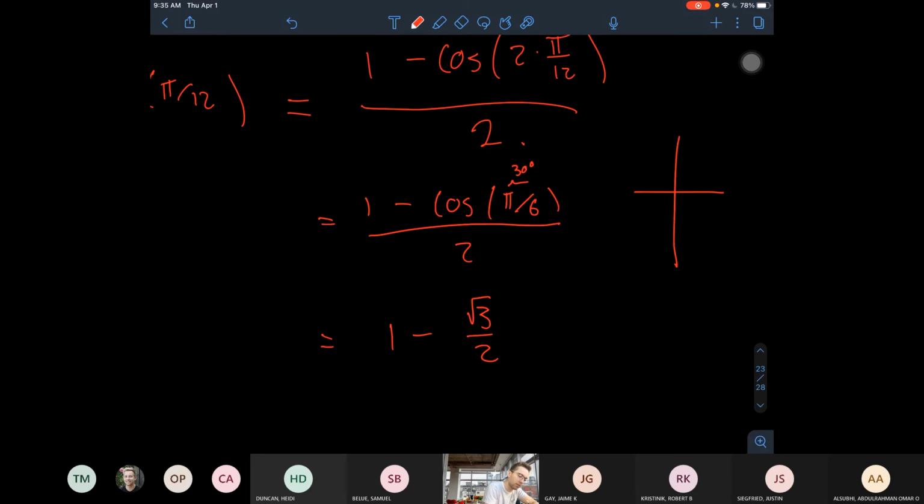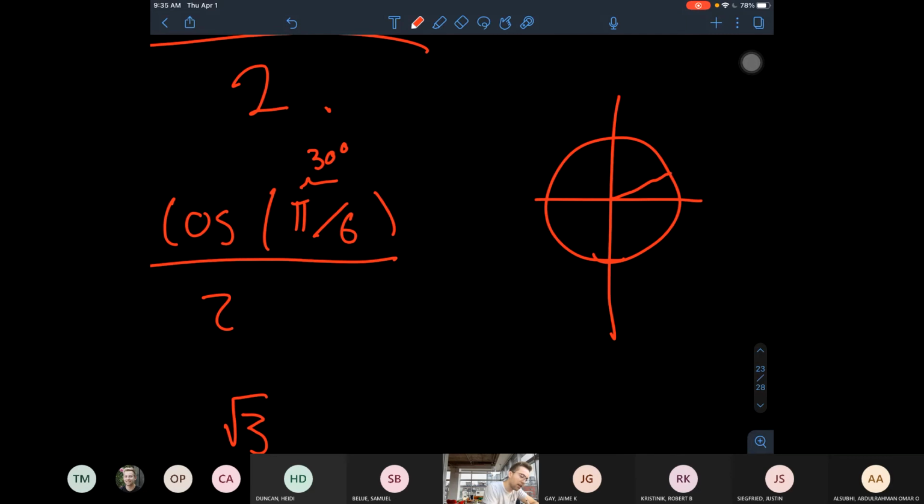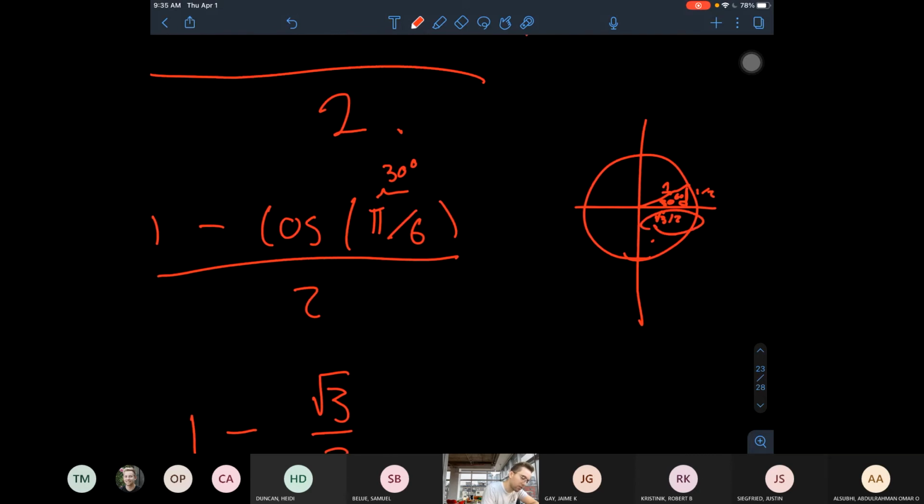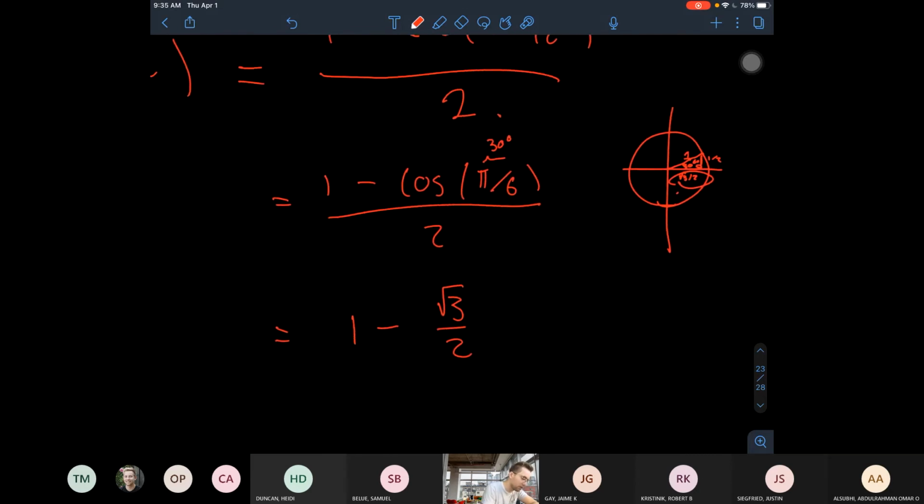If you want to see why, here's a quick show. You'd put 30 degrees here, and then this would be a 30, 60, 90. And then this side here would be 1/2, and this side here would be root 3 over 2, and this side here would be 1. So the cosine is the x value, so it's the root 3 over 2. So 1 minus root 3 over 2, over 2.